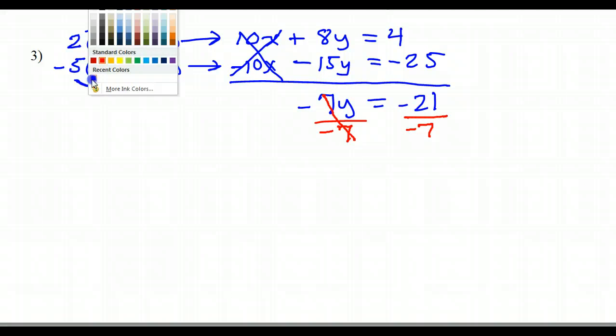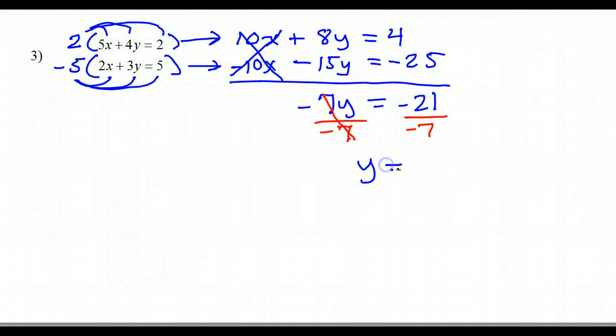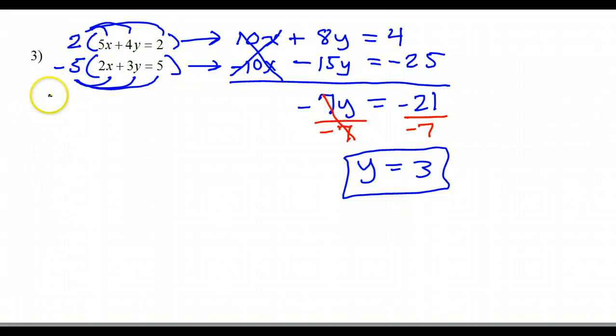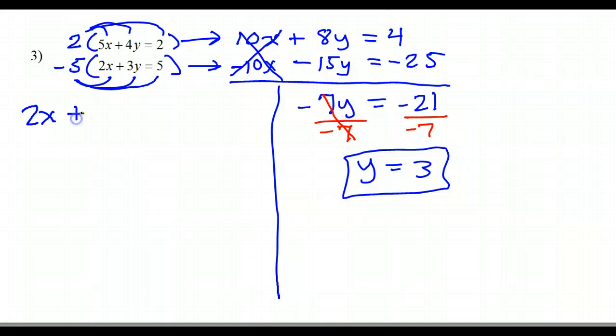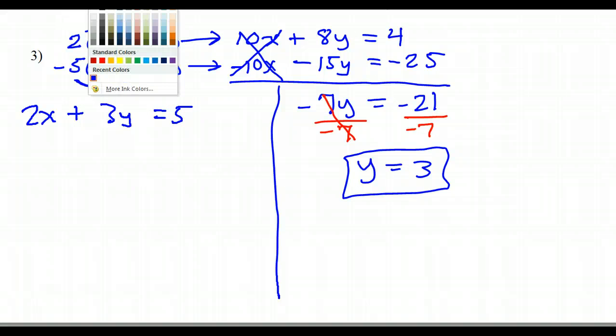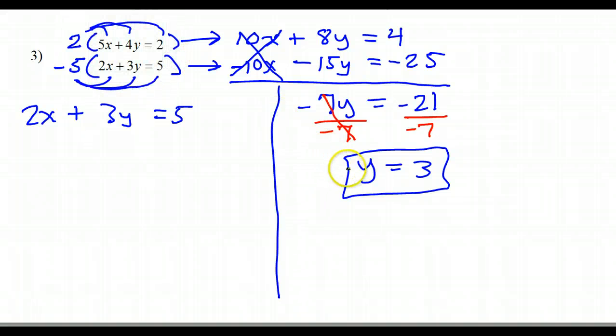And we find that y is equal to +3. Okay, so there's our y value. Now, we still need to find the x value. So what we need to do is go back to the original equations and pick one. Doesn't matter which one you pick. I'm going to use the 2x plus 3y is equal to 5 version. It really doesn't matter. Whichever one you pick, you need to take the value that you just found and substitute it where it goes.